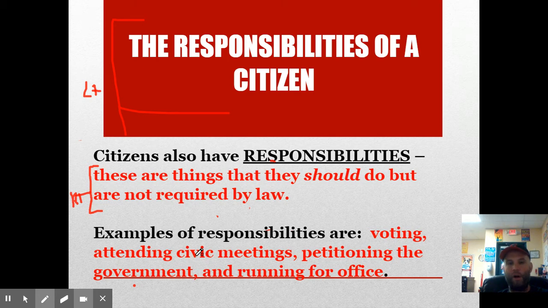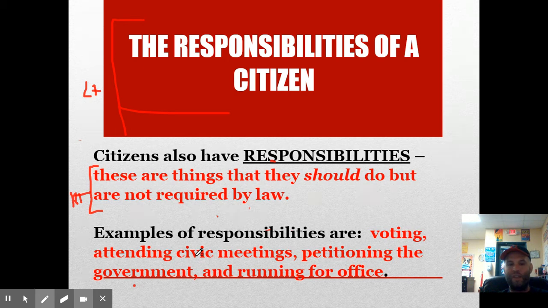So examples of these are voting, attending a public city hall meeting or civic meeting, petitioning the government, running for office, volunteering for a beach cleanup. Do I want to spend my Saturday morning on the beach, hot, picking up trash? Maybe not, but I do it to make the beach a better place. I do it to make my community a better place. I do it for the common good because I want other people to want and enjoy the beach.